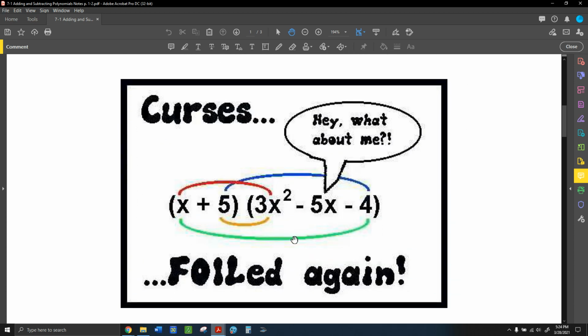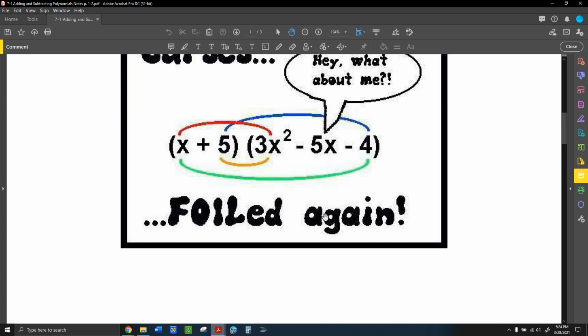In the graphic below, we've got one method for multiplying polynomials, and we call this the FOIL method. We'll talk more about that as we get to it, but this is a fun infographic about the middle term, so we'll talk more about that later.